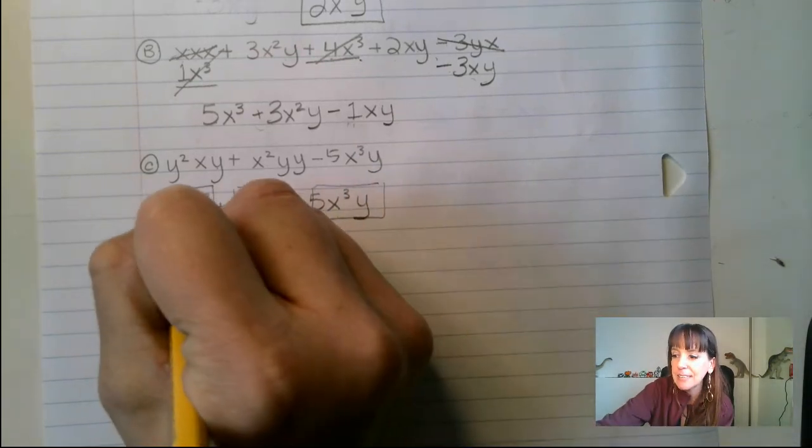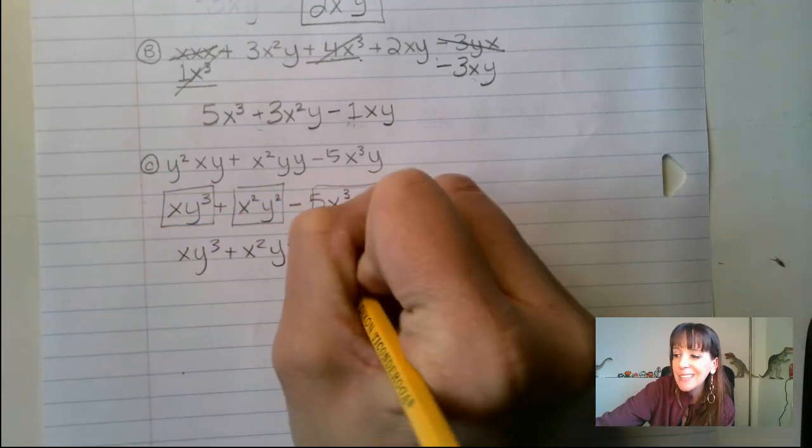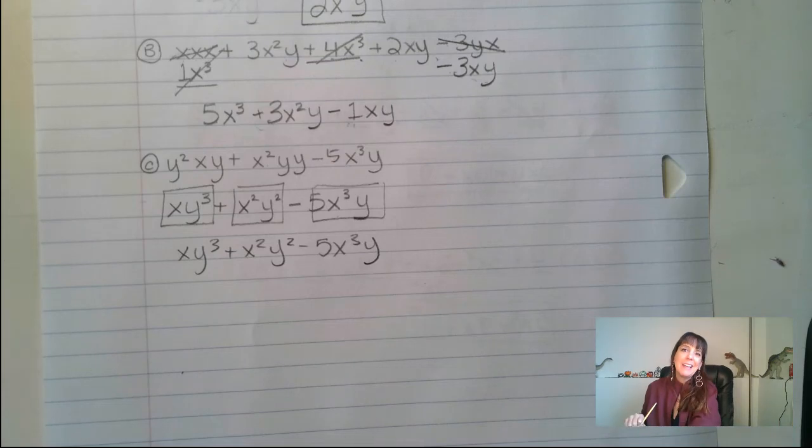You just leave it like it is. xy to the third plus x squared y squared minus 5x to the third y. That is your answer, folks.